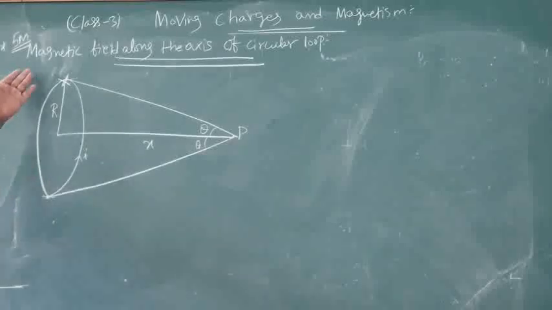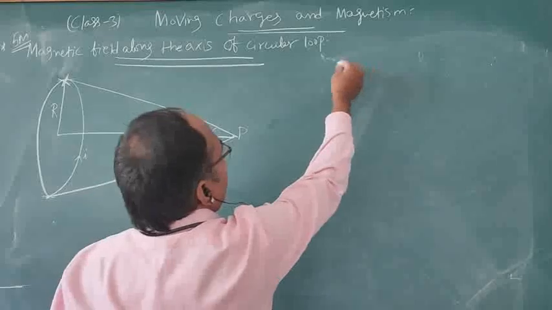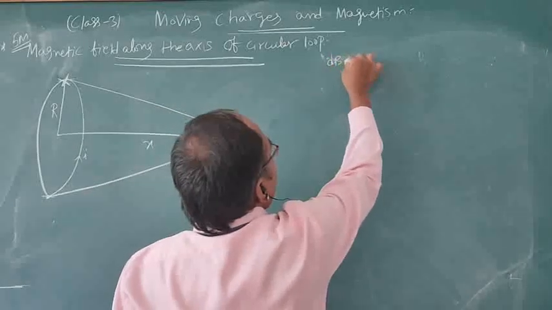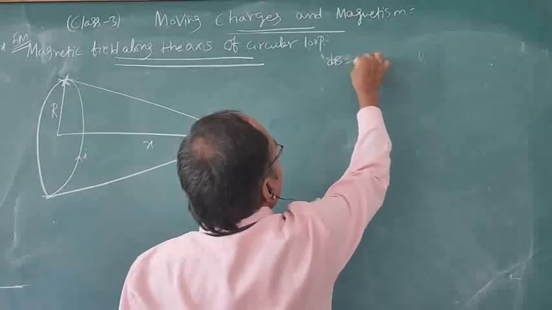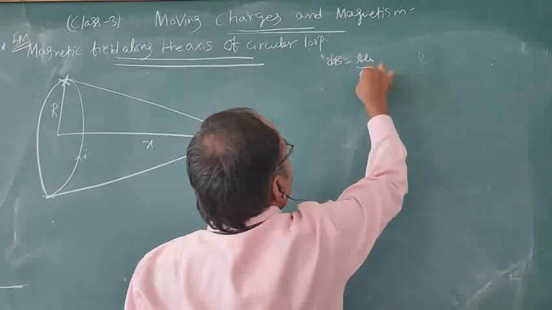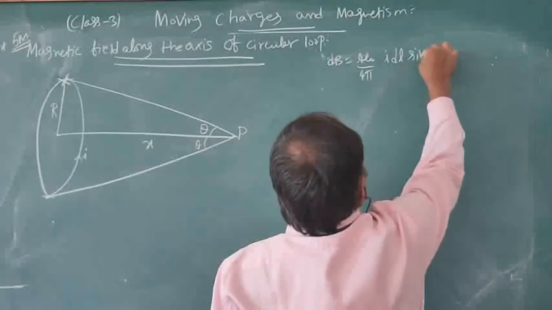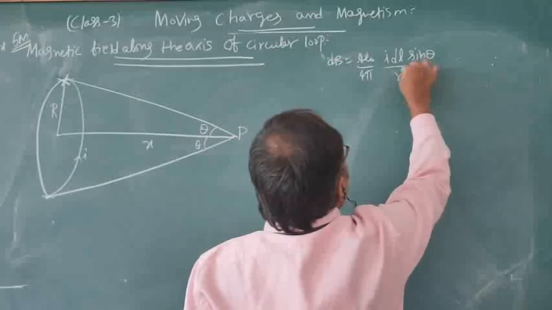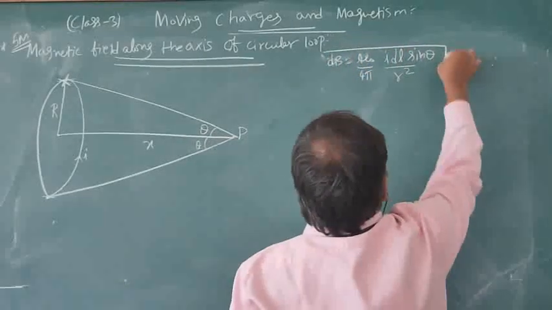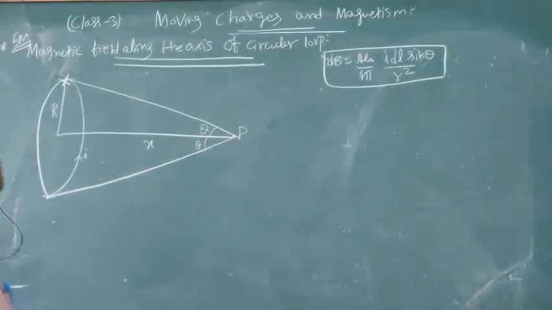Now to find out the magnetic field, what is Biot-Savart's law? What is the formula? dB is equal to mu naught by 4 pi, I dl sin theta by r square. So this is the formula which you had studied in the previous class of Biot-Savart's law. Okay.